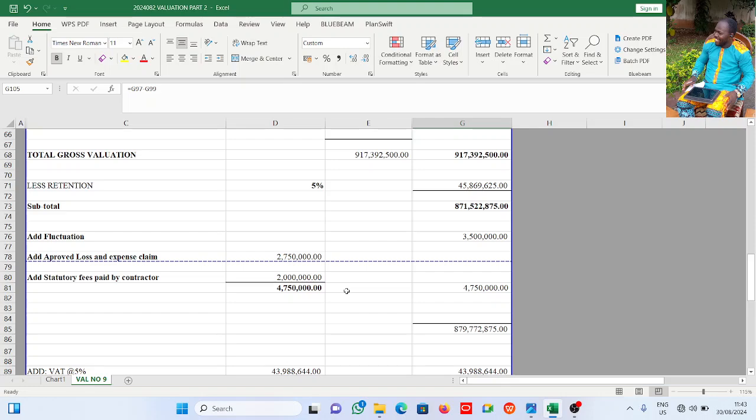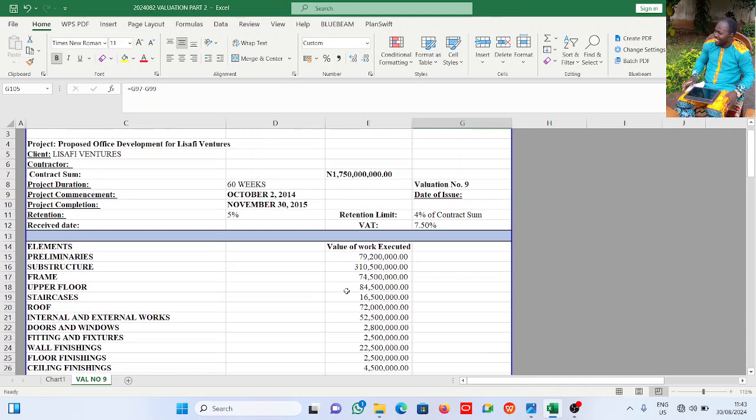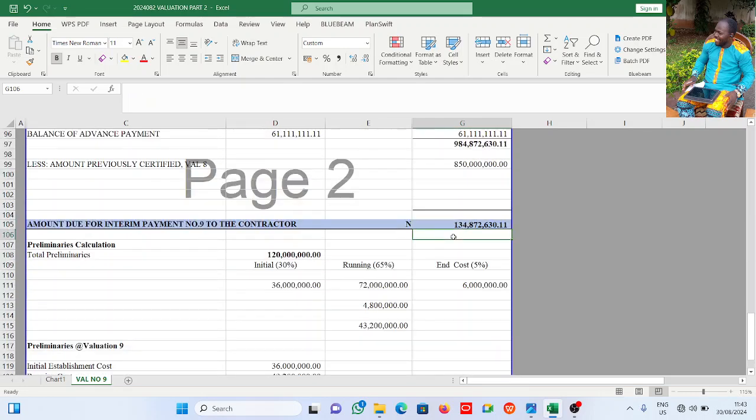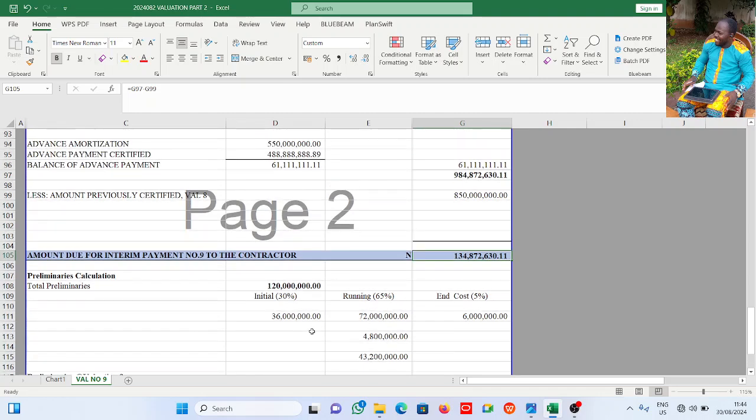All right, before I end this class, I just want to remind you that valuation is just a means of project funding through cost recovery. Now, this contractor has in this valuation 134 million. Now he has to plow part of this into the project to push it to the next phase. Then he collects another money. That is what it means. A means of project funding through cost recovery. I hope that is clear.